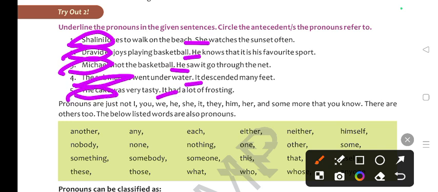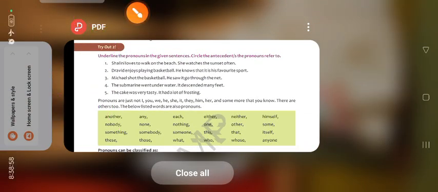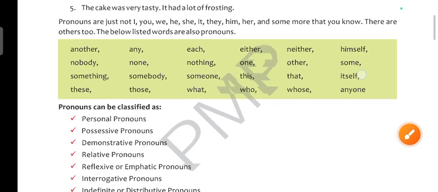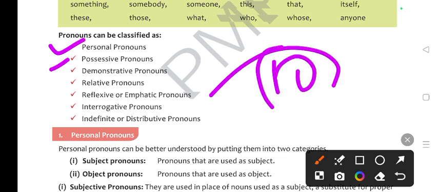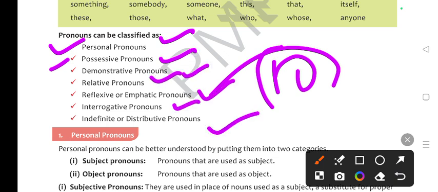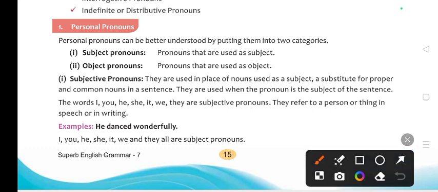Okay. So now, pronouns can be classified under personal pronoun, possessive pronoun. Mostly we have 10 types of pronouns, but here we will study personal, possessive, demonstrative, relative, reflexive, interrogative, and indefinite pronouns. Okay. Now personal pronouns. Personal pronouns can be better understood by putting them into two categories. The first one is subject pronouns and the second one is object pronouns.